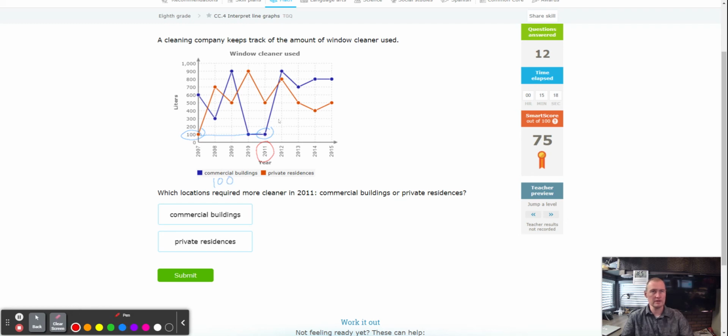Where private residences, basically where people live and sleep, right, is going to be at 500. So now, because this is a comparison, which locations require more cleaner, private residences are using a lot more cleaner. So they're using 500 liters compared to the commercial buildings of only 100 liters. So private residences will be the answer to this one.